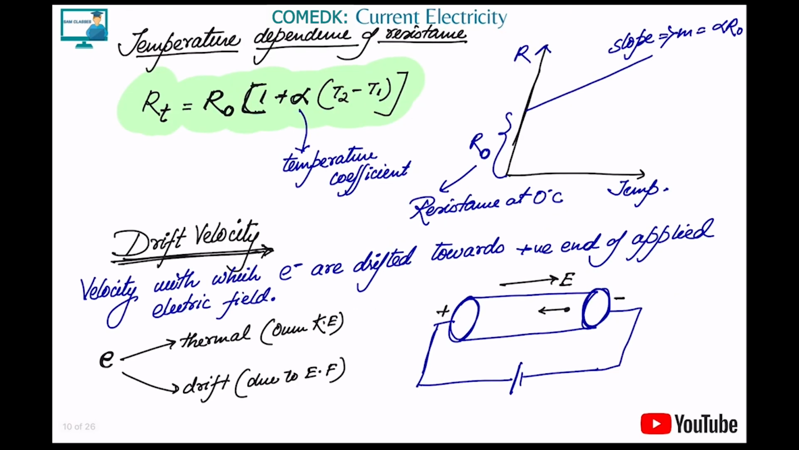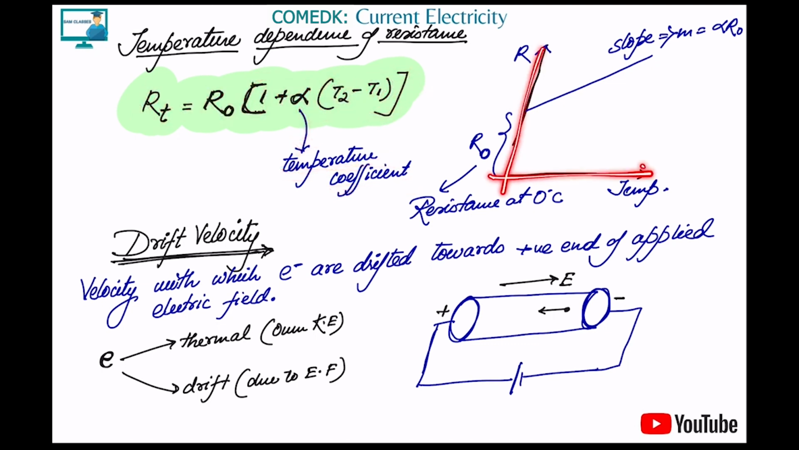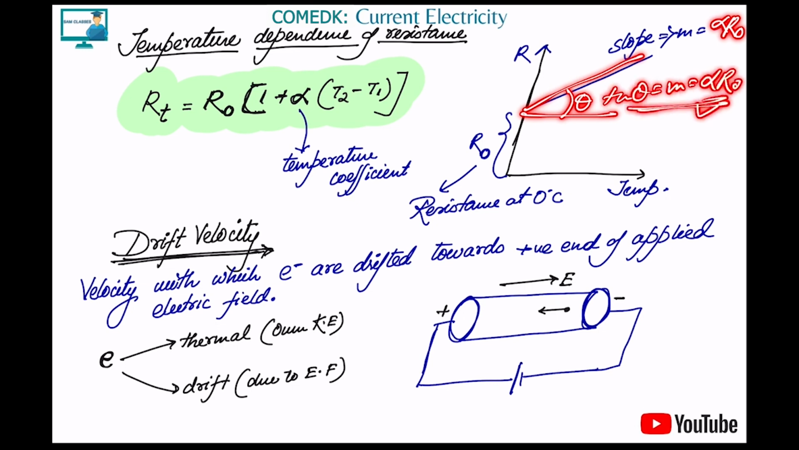Okay. Temperature dependence of resistance. So we know resistance at temperature T is equal to initial resistance at 0 degree into 1 plus alpha, where alpha is nothing but the temperature coefficient, into T2 minus T1, the change in temperature. That's it. So this formula is important. If you try to plot it in a graph, what you'll get is the R0 value, and then a slope, and that slope is nothing but alpha R0. So this is the slope, tan theta. So tan theta is equal to m is equal to alpha R0. Very rare questions are asked, but still you should know it. Okay, temperature dependence of resistance.